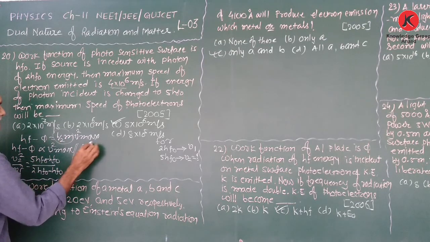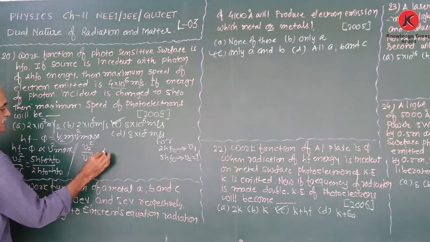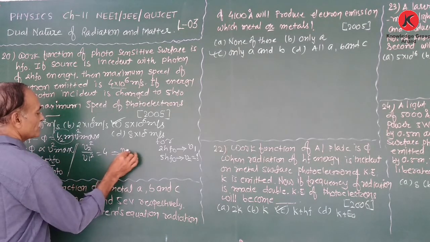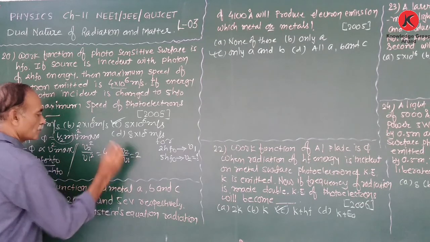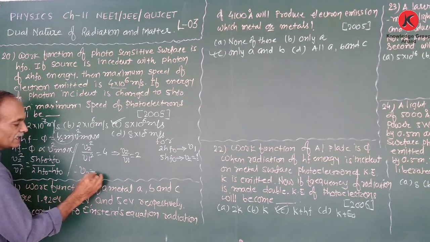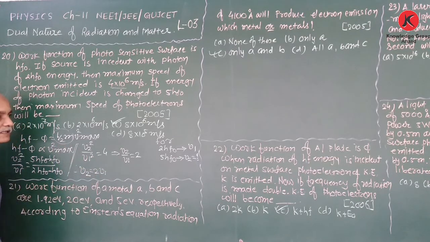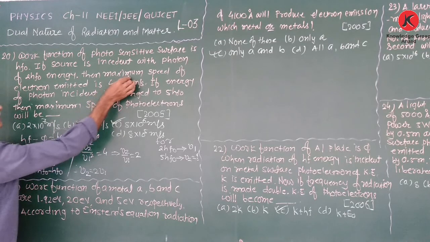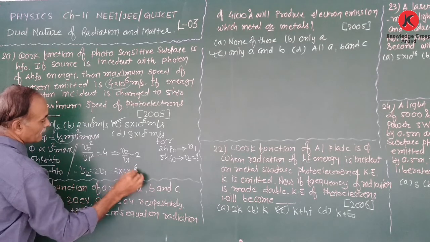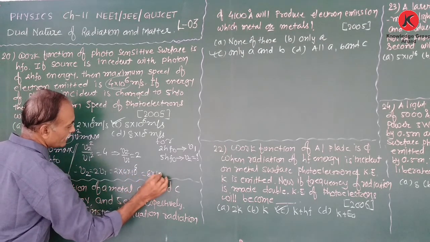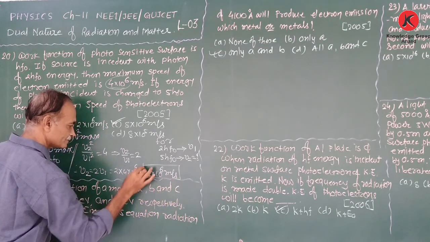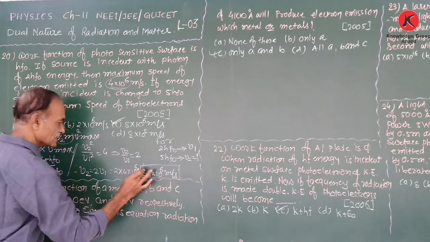Therefore, v2 square upon v1 square is equal to 4. Take the square root on both sides. Therefore, v2 upon v1 is equal to 2. Therefore, the maximum speed of the photoelectrons emitted is twice v1. v1 is already given as 4 × 10^6. Therefore, the answer is 8 × 10^6 meter per second. That is our answer.